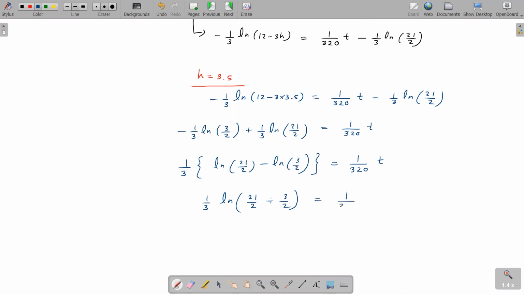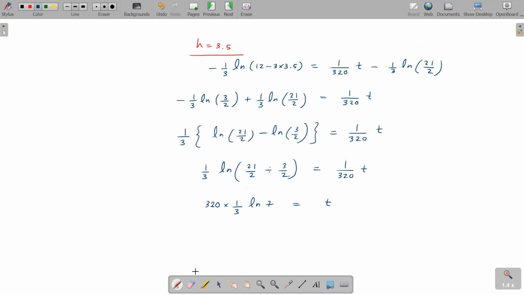Equals 1 over 320 t. So the 320 comes up as a multiplication. Do you agree? 320 into 1 over 3 into ln. How much is it? 21 over 2 divided by 3 over 2 is 7. So directly it's ln 7 equals t. 320 doesn't simplify with 3, right? So basically the time taken is 320 over 3 times ln 7.